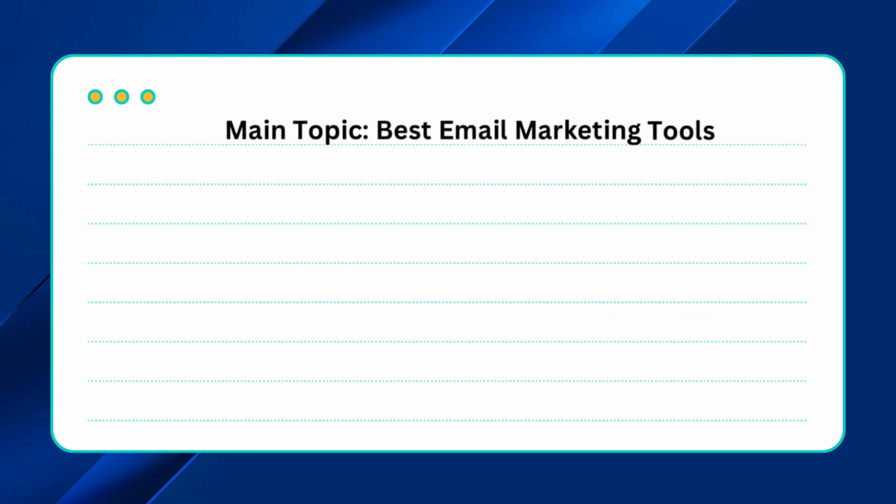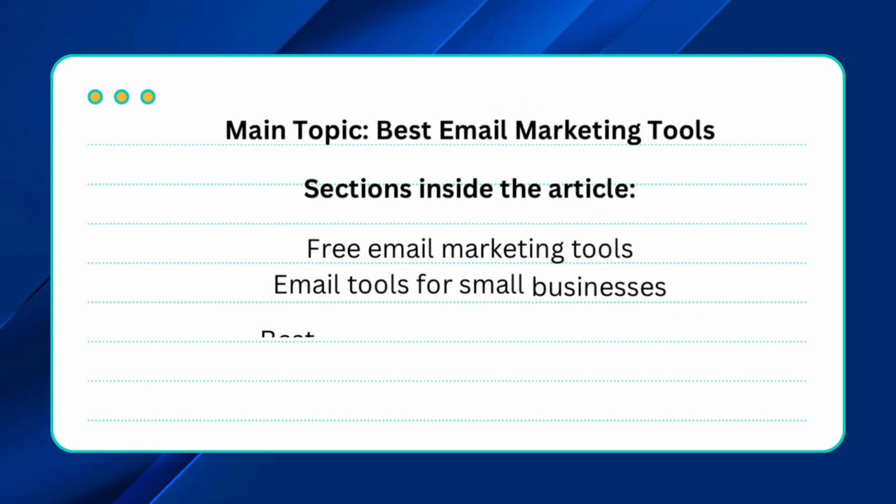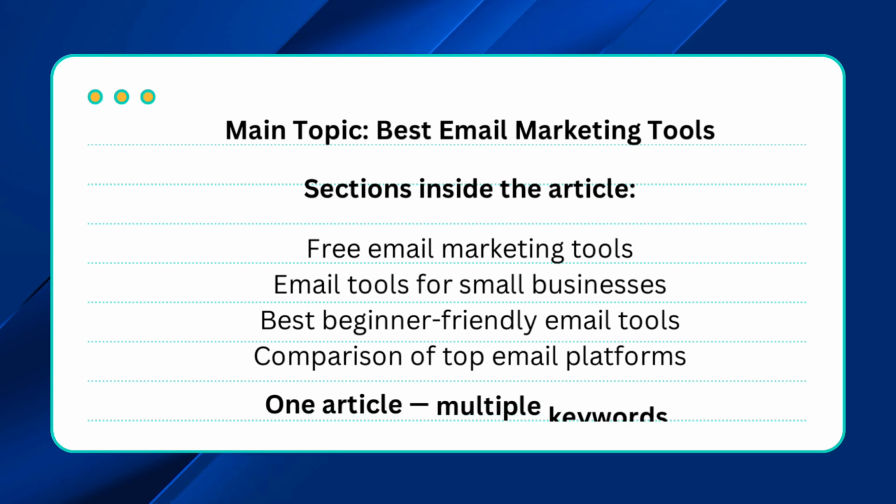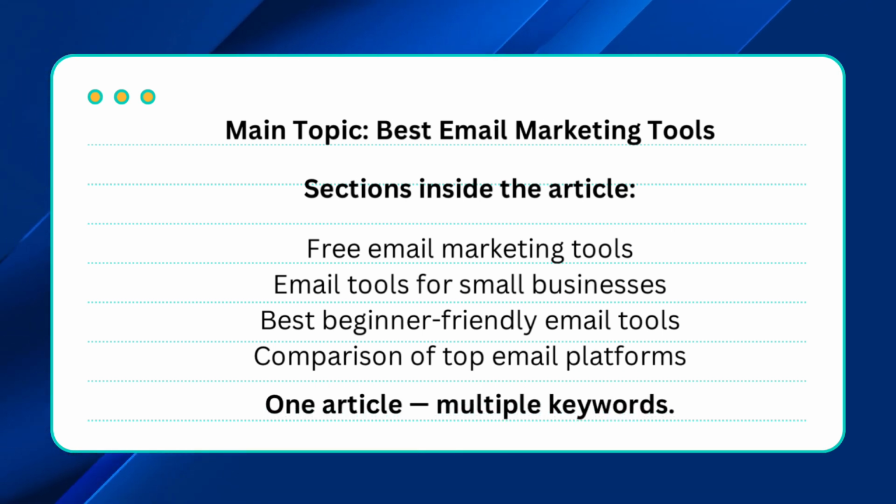For example, your article structure might look like this. Main topic, best email marketing tools. Sections inside the article: free email marketing tools, email tools for small businesses, best beginner-friendly email tools, comparison of top email platforms. One article, multiple keywords. That's the power of keyword clustering.